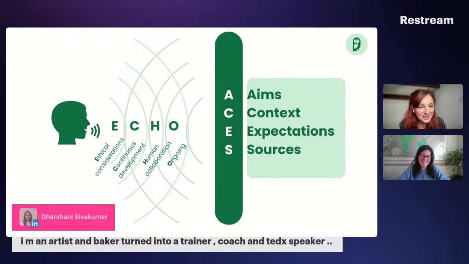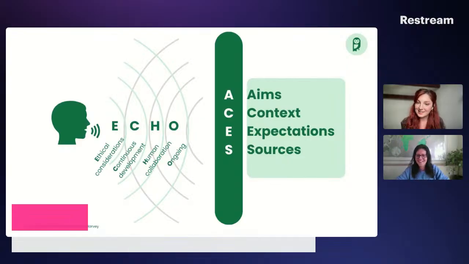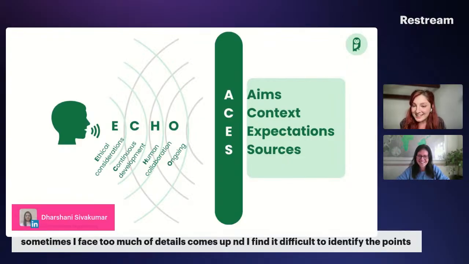And we also have an answer from our viewer. An artist and baker turned into a trainer, coach, and TEDx speaker. Wow, that's an interesting journey. And sometimes I face too much detail coming up, and I find it difficult to identify the points. So this is the problem: too much information in the output of AI. So I guess you have to tweak what exactly you ask it to do for you, probably.